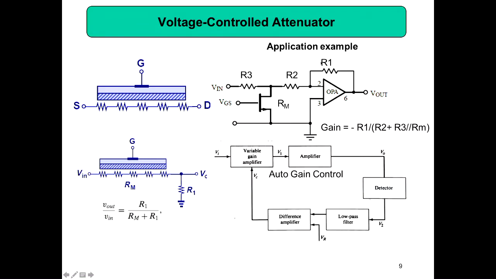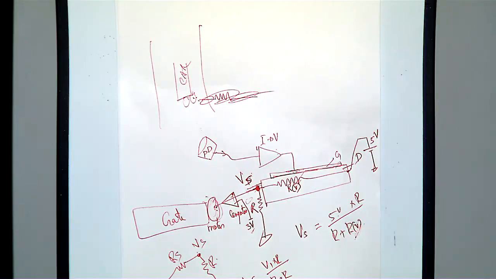So something like this. If you have an operational amplifier, this is just an example, your gain equals minus R1 by R2 plus R3 parallel Rm. If you vary this Rm, then the output voltage is different. Or something like in the previous example, instead of the gate, you connect maybe another receiver. The implementation is a bit more complicated, but this is a simple way we can explain.